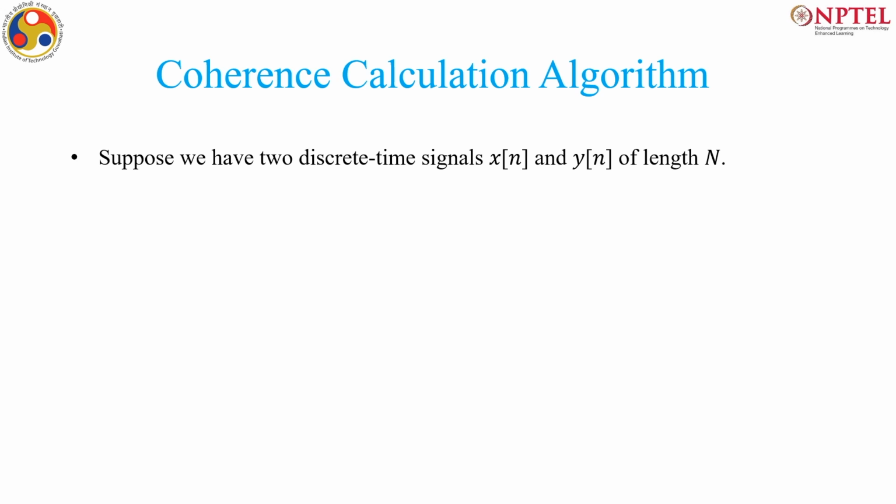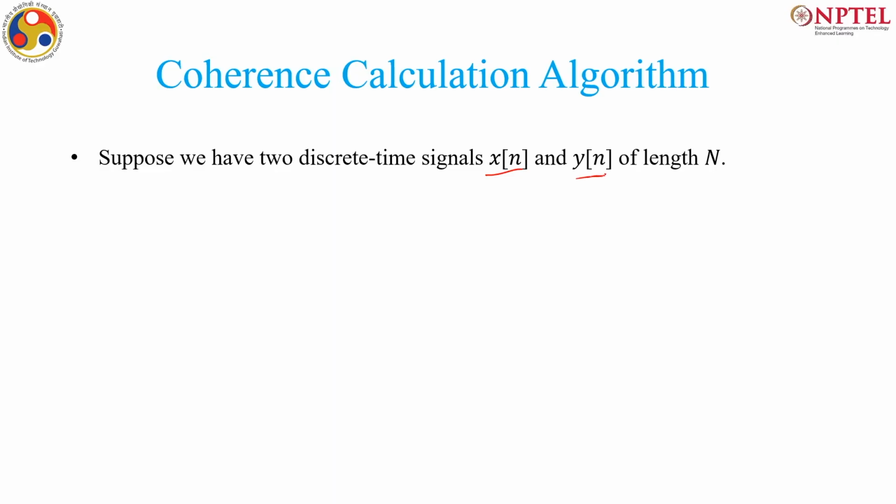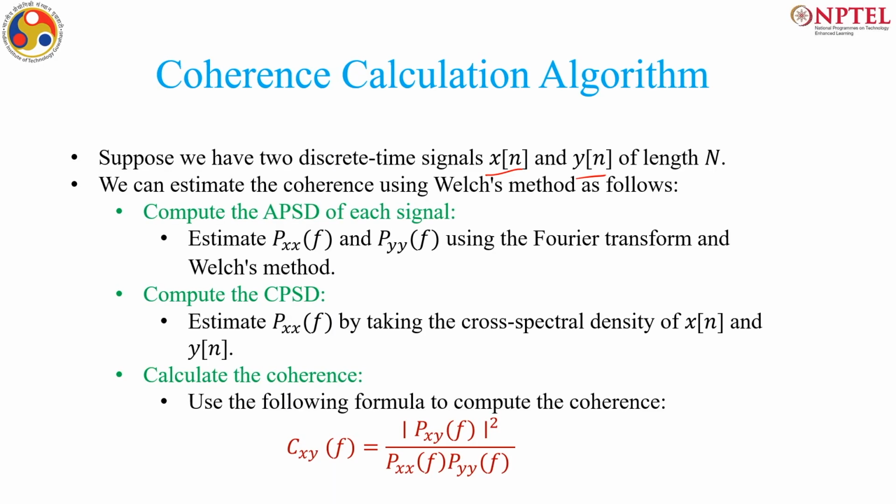So, this is the algorithm to compute the coherence. We start with two discrete time sequences, and now we are back in the discrete time domain, and then we will use Welch's method. First, we will estimate Pxx and Pyy just as mentioned earlier, but using the Welch method to get a smoother variant.